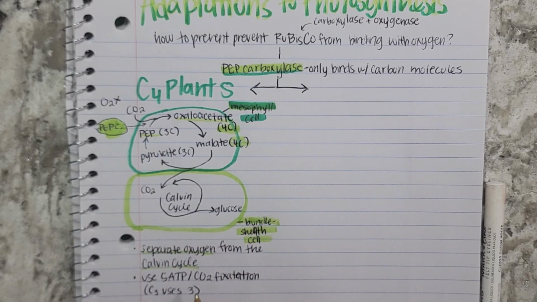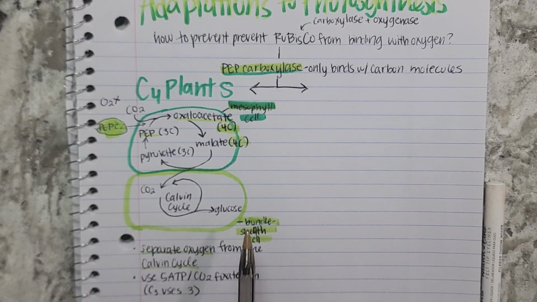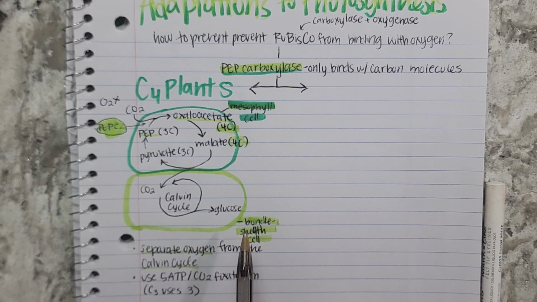But this, although it's still a loss compared to the normal pathway, but in a hot environment where we have to close our stomata, we don't let in any CO2 and we're not letting out any oxygen, it's a lot more efficient because we're preventing photorespiration from occurring.